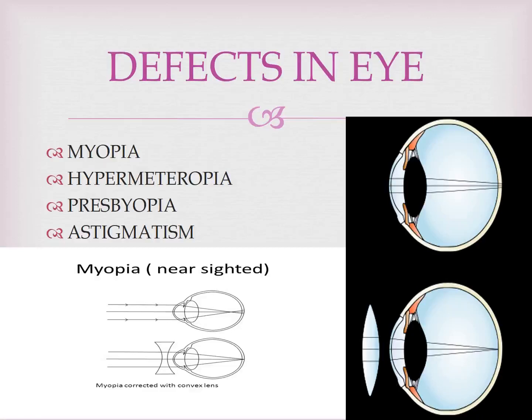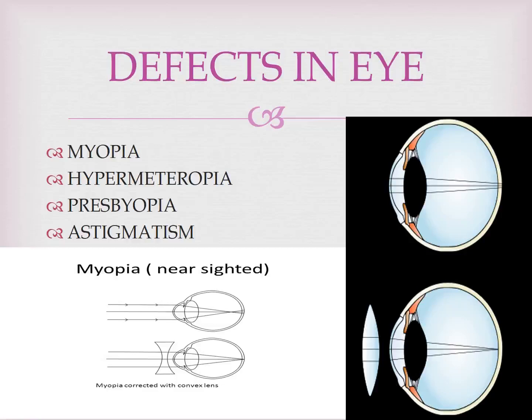And what is hypermetropia? Hypermetropia is also known as long sightedness. Myopia is called short sightedness, and hypermetropia is known as long sightedness. Myopia occurs due to lengthening of the eyeball, but hypermetropia is due to shortening of the eyeball. With this defect, distant objects can be seen clearly, but nearby objects cannot be seen clearly.